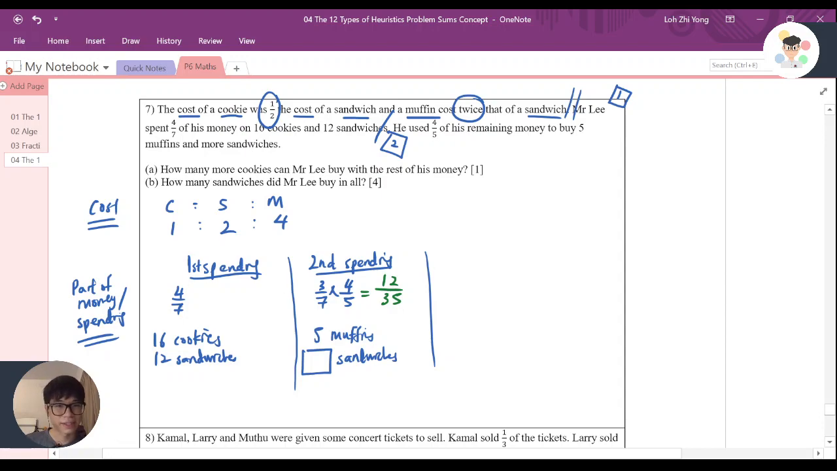Then let me just try to make it the same. I times 5 here, times 5 here to make it 20 over 35. So I know again 35 is the amount that I have, and 20 is what I spent on the first spending.